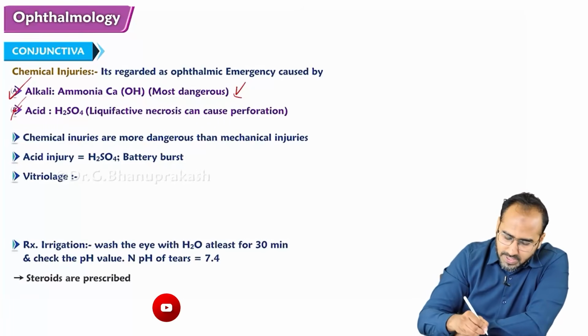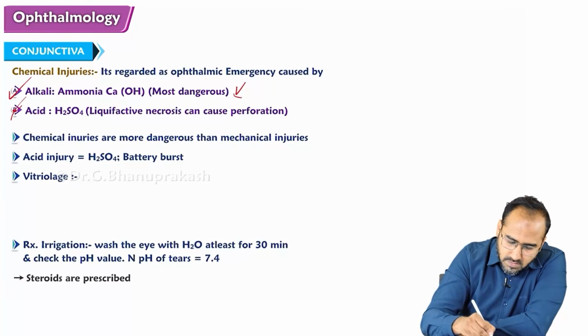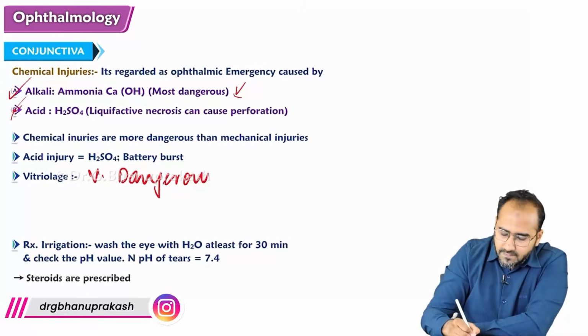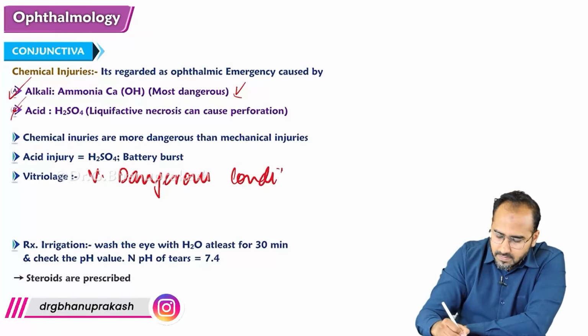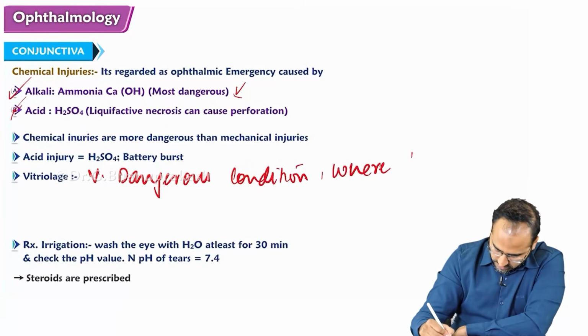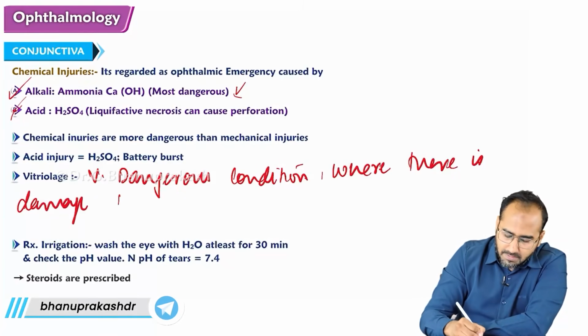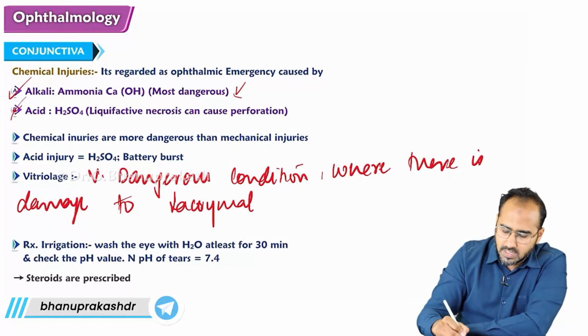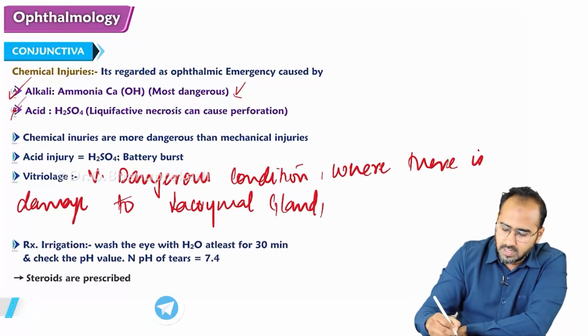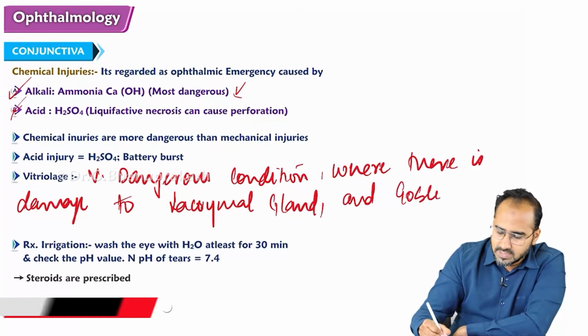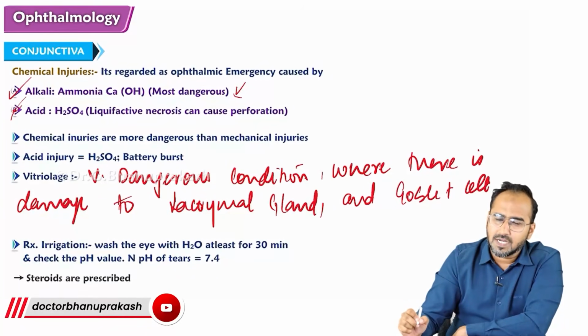Just write there. Vitriolage is a very dangerous condition where there is damage to the lacrimal gland and goblet cells. Lacrimal glands and goblet cells.